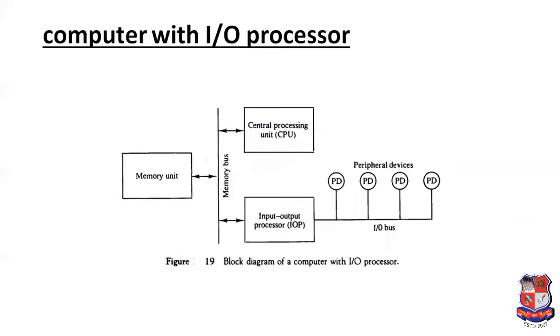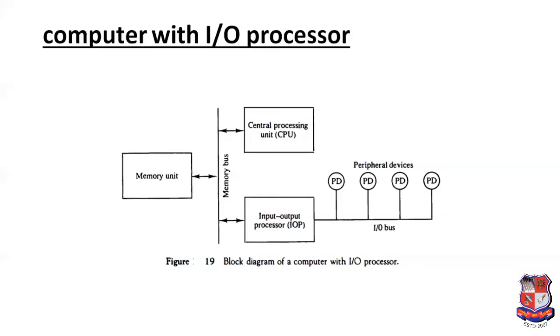Now, the computer with I/O processor. The block diagram of a computer with its own I/O processor is shown here. The central processing unit, that is the CPU, and the input-output processor are both connected with the memory unit using the memory bus. The memory unit is connected to the CPU and I/O processor in a two-way direction, so at the same time one can transfer data in both directions. Reading and writing, both operations of data transfer, can be done in a single way.